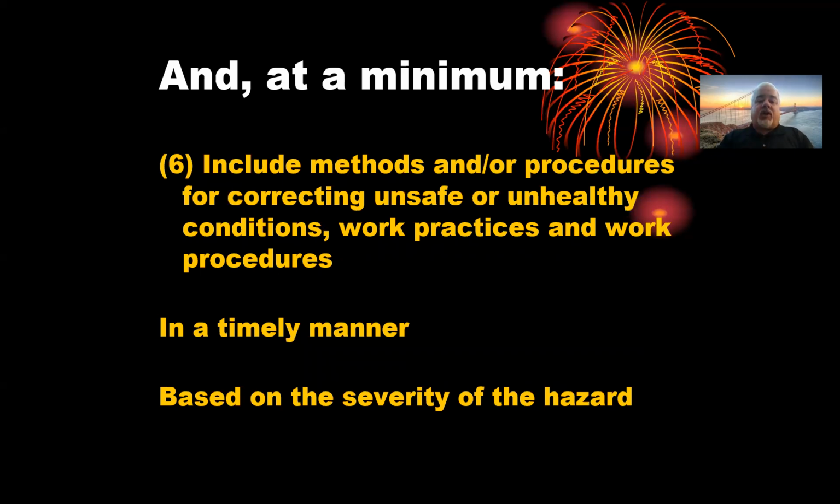The IIPP must include methods and/or procedures for correcting unsafe or unhealthy conditions, work practices, and work procedures in a timely manner and based on the severity of the hazard. So, for example, the PTO shielding breaks free. You can't use it anymore. That piece of equipment is too dangerous without the shield. You need to get somebody in there, a welder, a fabricator, somebody to fix it before you continue work.